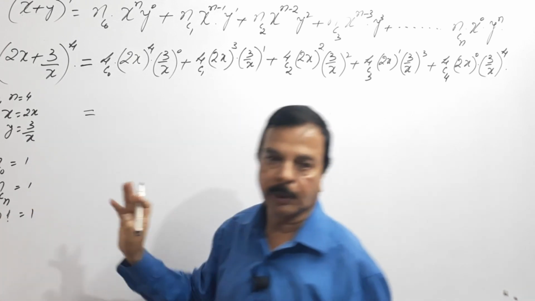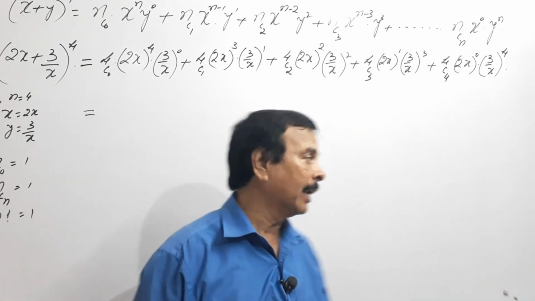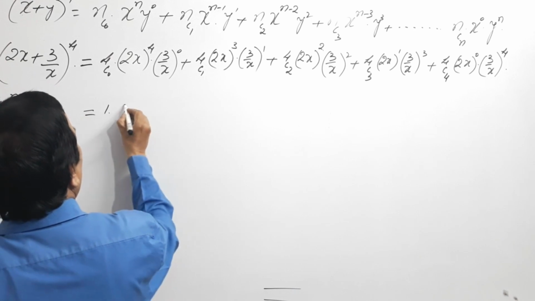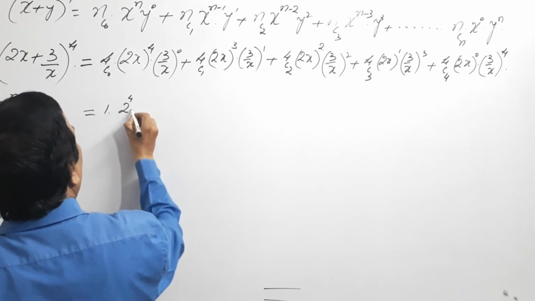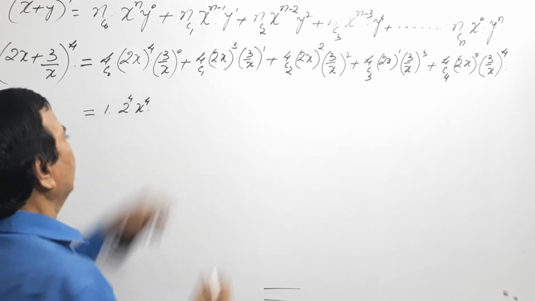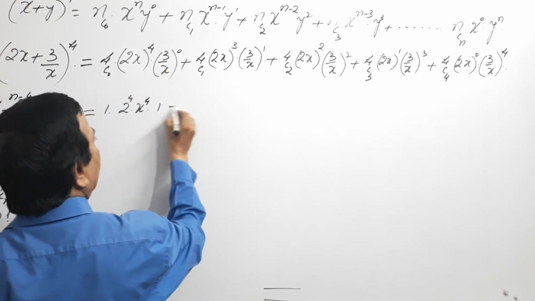0 factorial equals 1. Remember this and proceed ahead. So this becomes 1 into 2 to the power of 4, x to the power of 4. This becomes 3 by x to the power of something, but it becomes 1 plus.